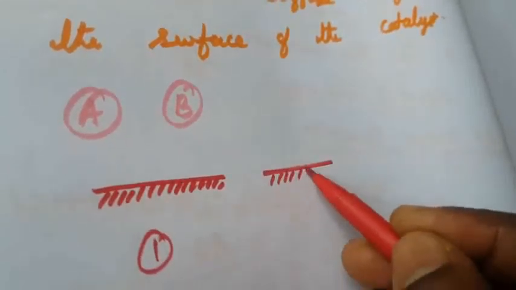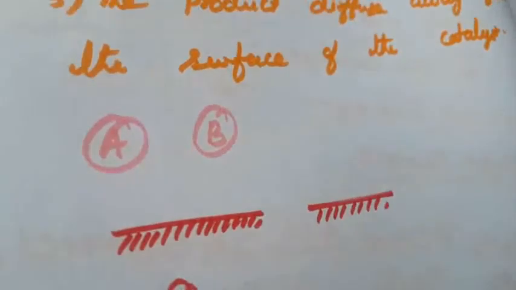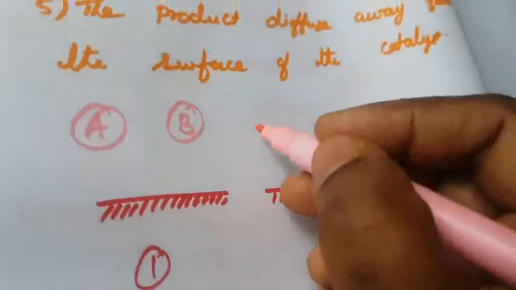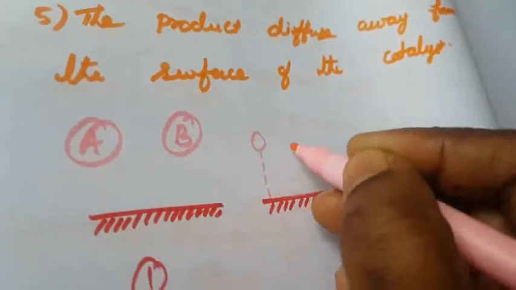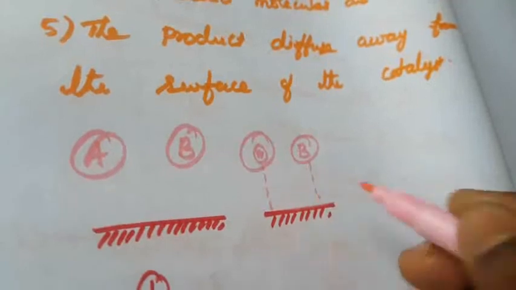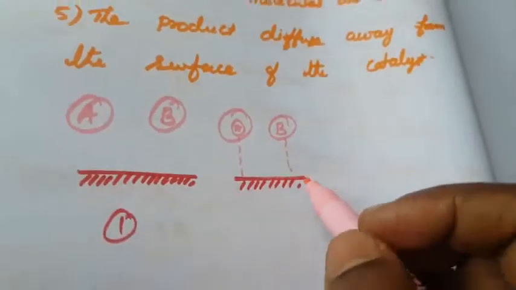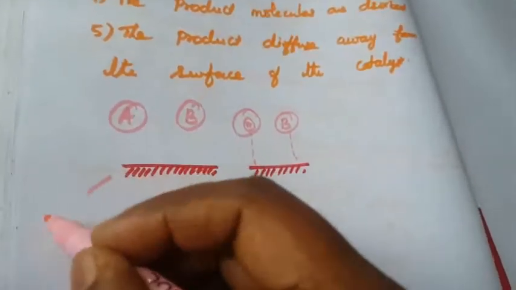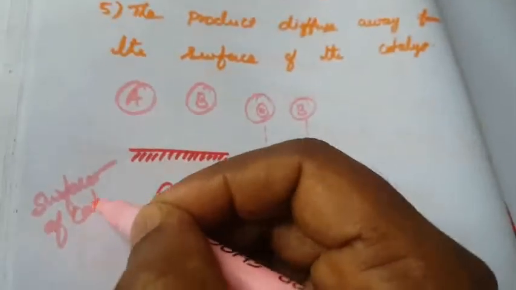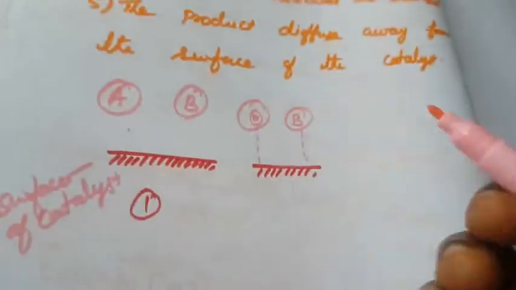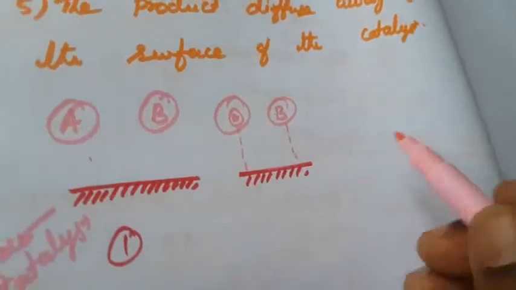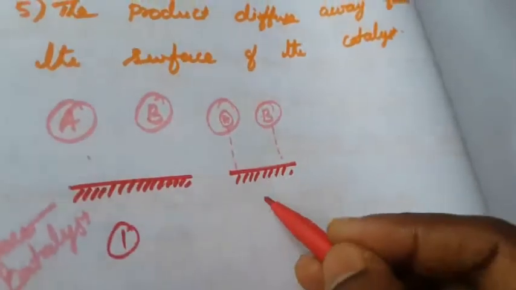Here I am drawing that. A and B are attracted on the surface of the catalyst. A and B are the reactants, right? Now it will attack on this, and the activated complex is formed. This is the second step.